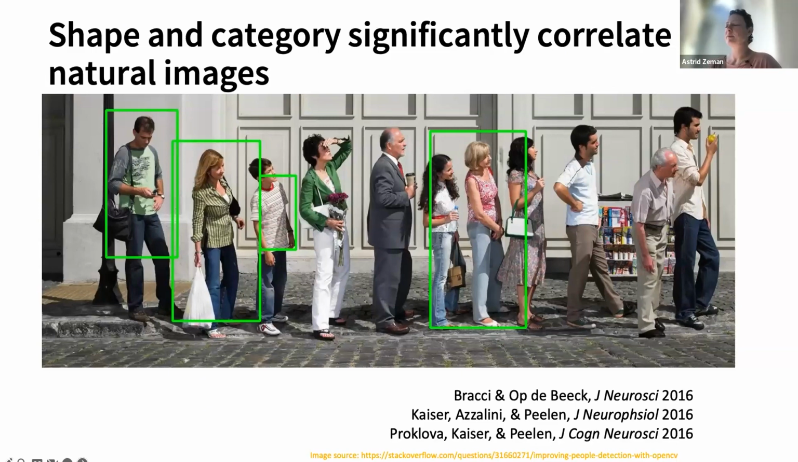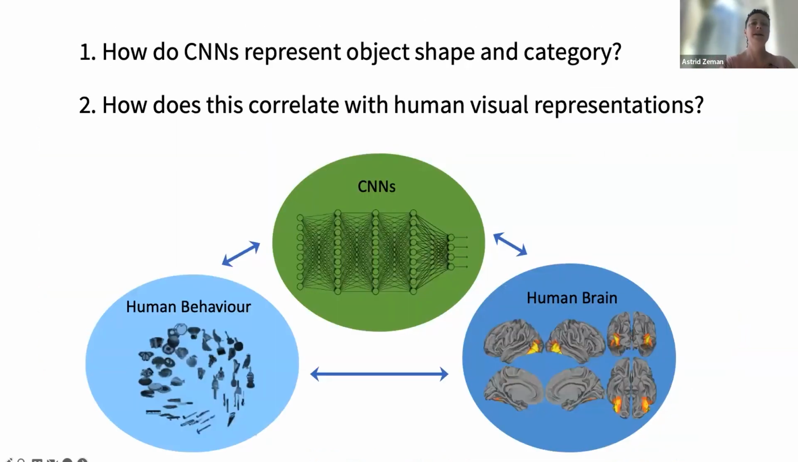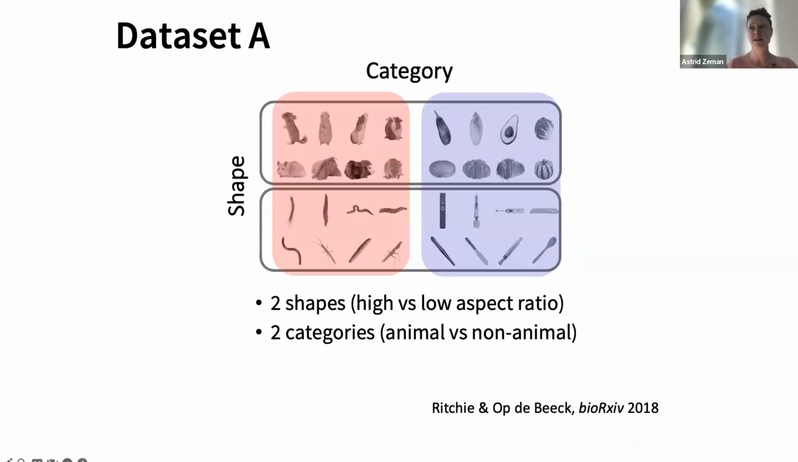Yes, so some of you may have seen me talk about this paper before, which is all about how shape and category significantly correlate in natural images. So bodies are elongated, faces are round. And so we had this question about whether CNNs represent, well, how do they represent object shape and category? And does this correlate with human visual representations? And in this study, we had 2 data sets, which is quite rare for a lot of fMRI studies.